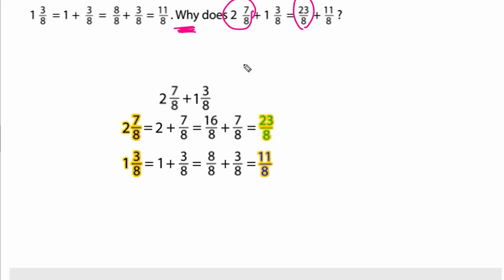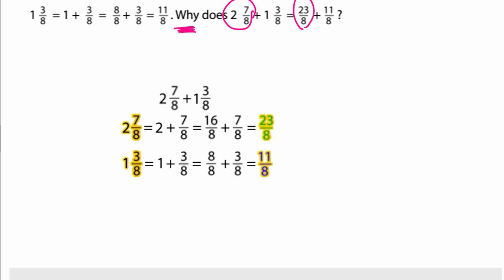Muhammad, no. This is not right. Because 7 eighths, for example, is not equal to 2 eighths. They are not equal. Not every time you have the same denominator is it equal. No, of course not.